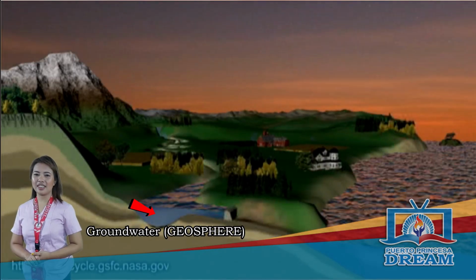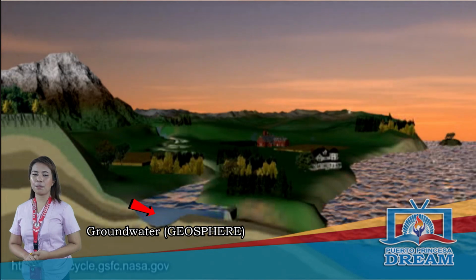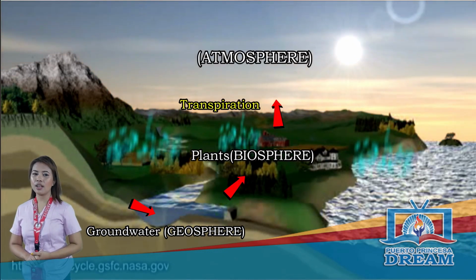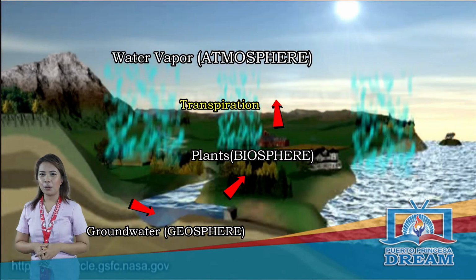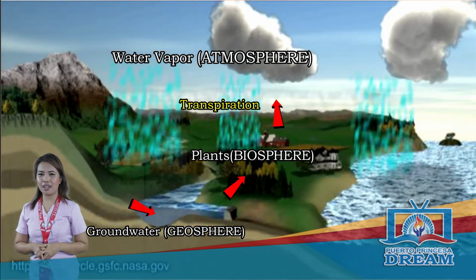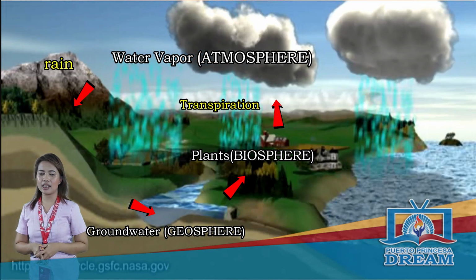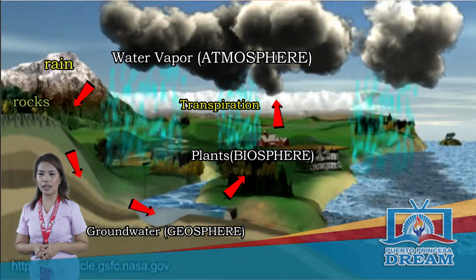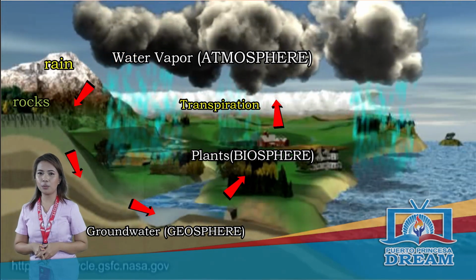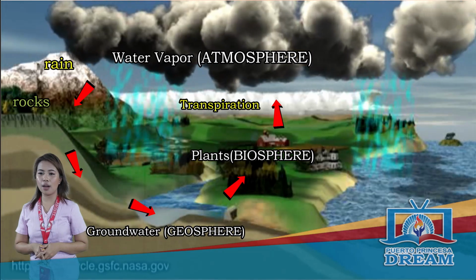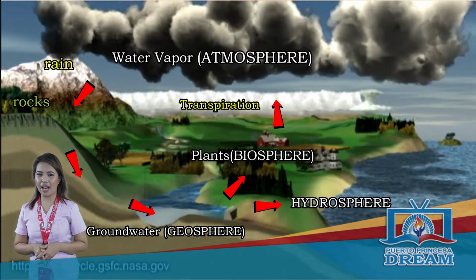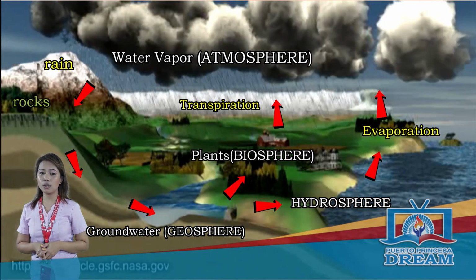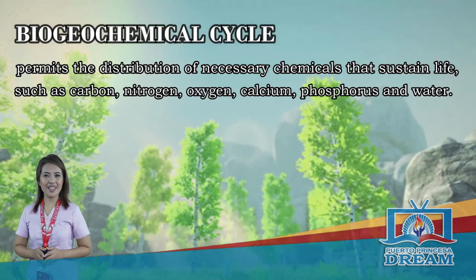Groundwater, located in the geosphere, is absorbed by the plants located in the biosphere and released to the atmosphere through transpiration. Water vapor in the atmosphere falls as rain, where some of it is absorbed by rocks. That is, water seeps into rocks or rock layers and becomes part of the groundwater, while some of it falls down in the bodies of water, or in the hydrosphere, which will again evaporate and go to the atmosphere through the help of the sun's energy.